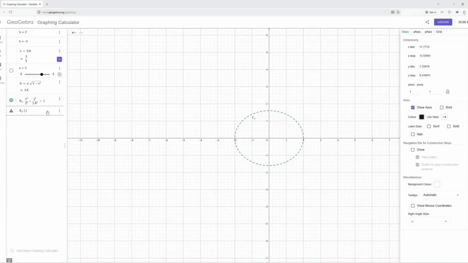and that is the ellipse x minus h quantity squared divided by a squared plus the quantity y minus k squared divided by b squared is equal to 1. So our new center is the point h, k.